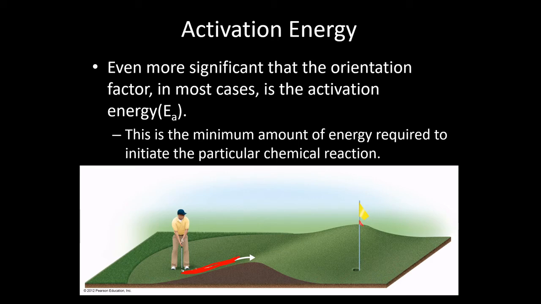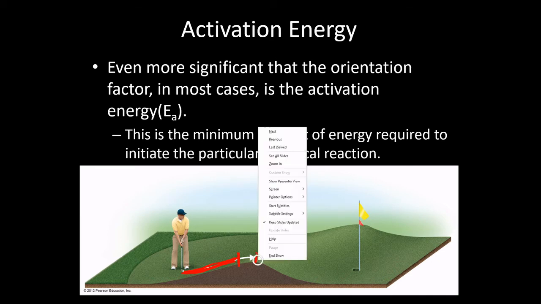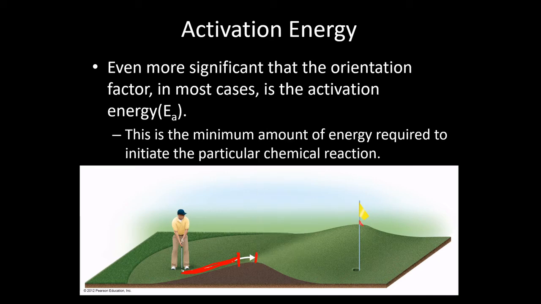How many times does he have to hit it with that amount of energy to get it over the hill? There's no amount of times, right? If he's only hitting it with enough energy to get to here, it is never getting over that hill. There's a certain minimum amount of energy, specifically the amount of energy it takes to get to here, the top of the hill. You have to hit it with at least that amount of energy for the ball to have the possibility of getting over the hill and into the cup.